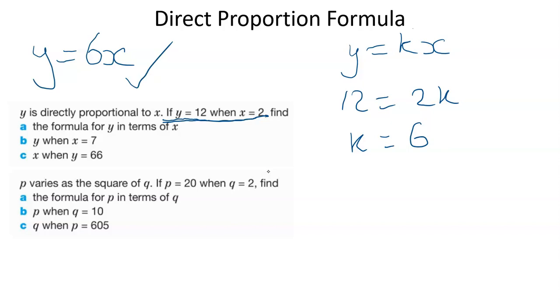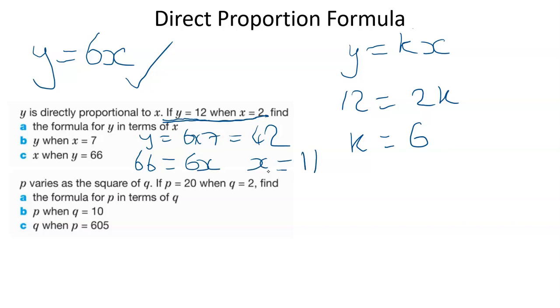Now we can say, okay, for B, what is y when x equals 7? Well, y equals 6 times 7, which I believe is 42. But if I've done my mental maths wrong, it's quite late, so you can let me know in the comments if I'm wrong. And then part C, they often ask it the other way around as well. What's x when y is 66? So 66 equals 6x, divided by the 6, and you get that x equals 66 divided by 6, which I believe is 11.